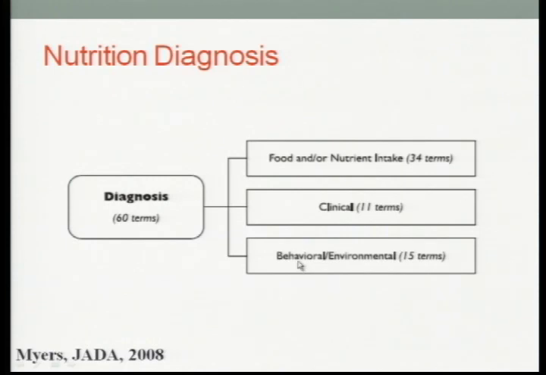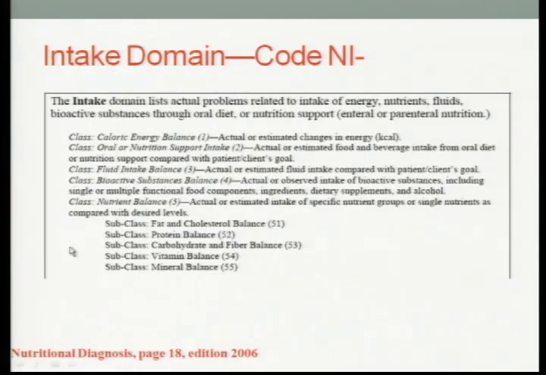And so this is the little diagram for the nutrition diagnosis. You can see there's 60 diagnostic terms. This is broken down into the food and nutrition intake domain, which we just talked about; the clinical domain, which is more about nutrient utilization and substrate utilization; and the behavioral environmental domain. And we'll talk a little bit about that as well. This is what the intake domain looks like. You can see there are different classes, whether it's caloric, oral or nutrition support intake, fluid, nutrient balance, fat, protein, carbs, vitamins, minerals, so there's a whole plethora of opportunities for this.